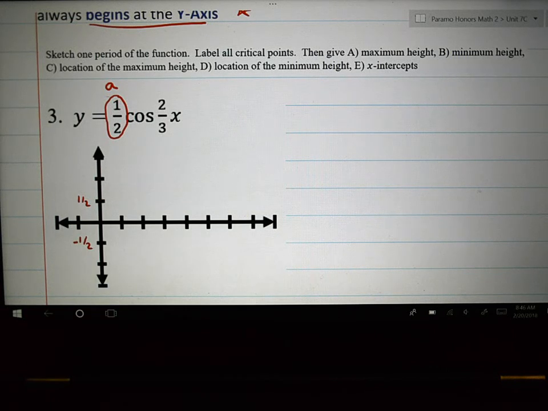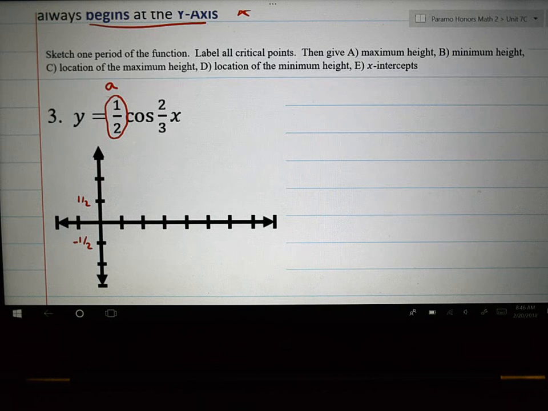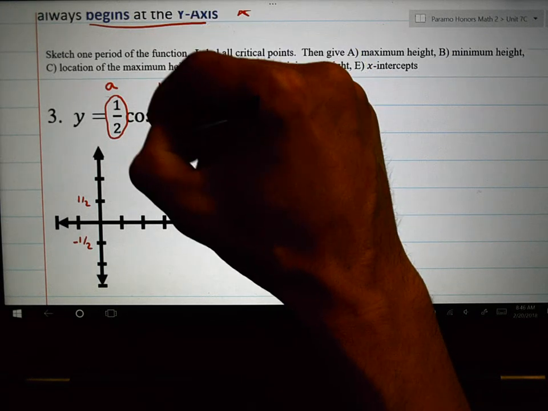If you wanted to, you could skip and go up here, and where I'm pointing at, you could have that be 1/2 if you wanted to. But if you do that, then down here you have to skip 2 and be negative 1/2 down here. I don't care, as long as you count it equally. Equal up, equal down. Now the B value helps determine the period.